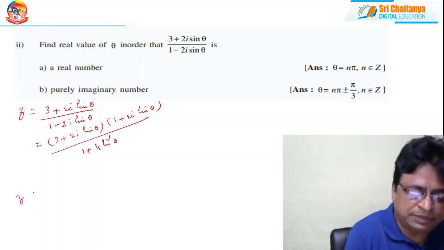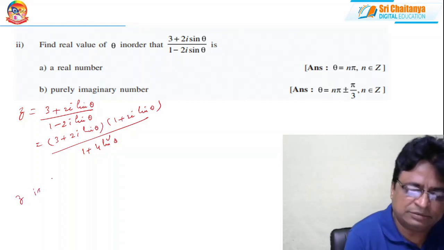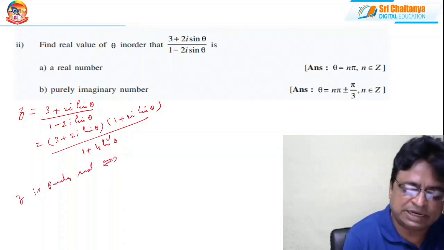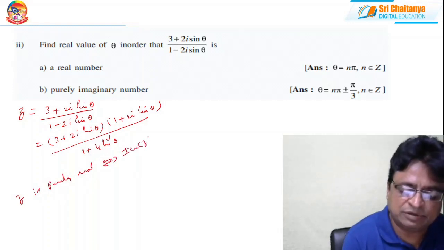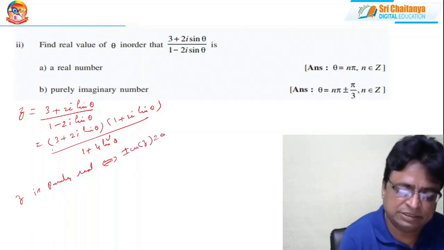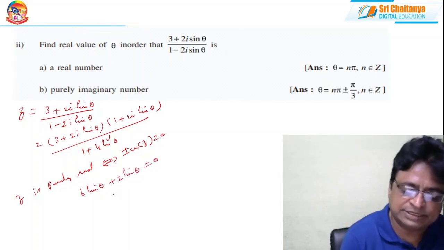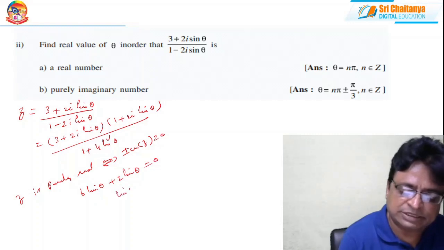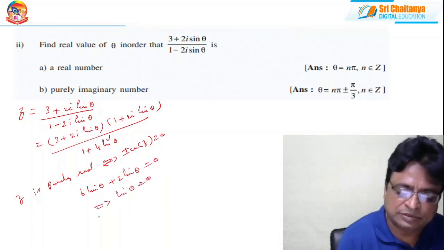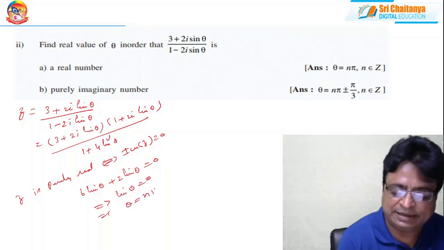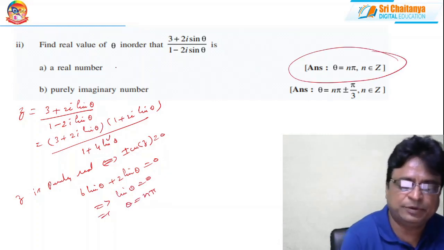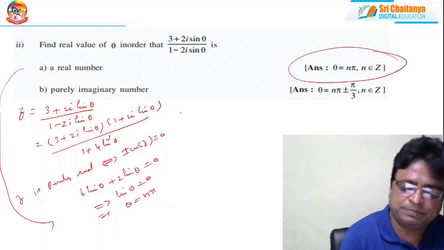z is purely real implies and is implied by imaginary part of z equal to 0. What is imaginary z? So 6 sin theta plus 2 sin theta equal to 0. So that is sin theta equal to 0. That is, theta is equal to n pi. So this is about z being purely real.